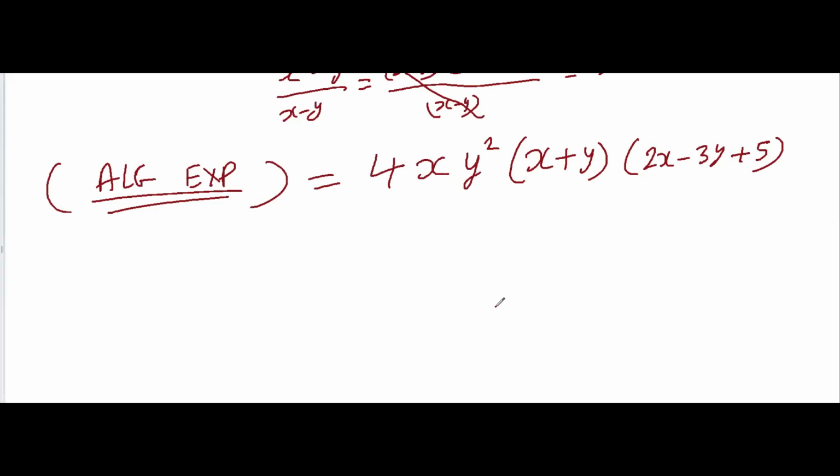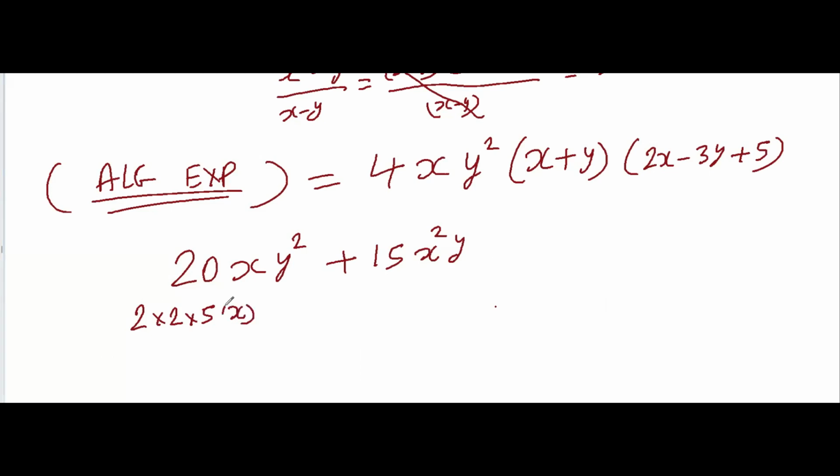Let me explain with another example. Say I have 20xy square, and then I have say 15x square y. So what can I take common from here? First I will find the factors of this 20. That is 2 into 5, then x into y into y. Similarly here I can take 3 into 5, then again x into y. What is common? This 5x is common. Here this y and this y is common.